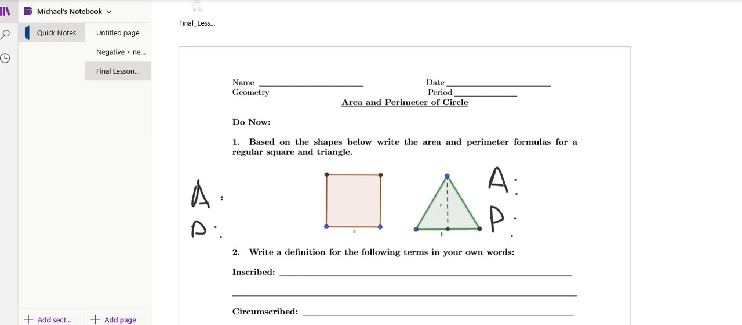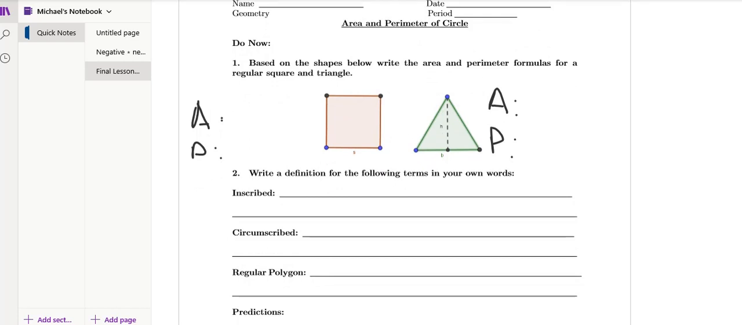For the area of a circle, we're going to use the term area, but the term perimeter isn't typically used for circles. When we're talking about the perimeter of a circle, we use the word circumference. Alright, so the do now for this lesson was to write the area and perimeter formulas for a regular square and triangle. This should basically be a review, terms that you're all familiar with: square, triangle, area, and perimeter.